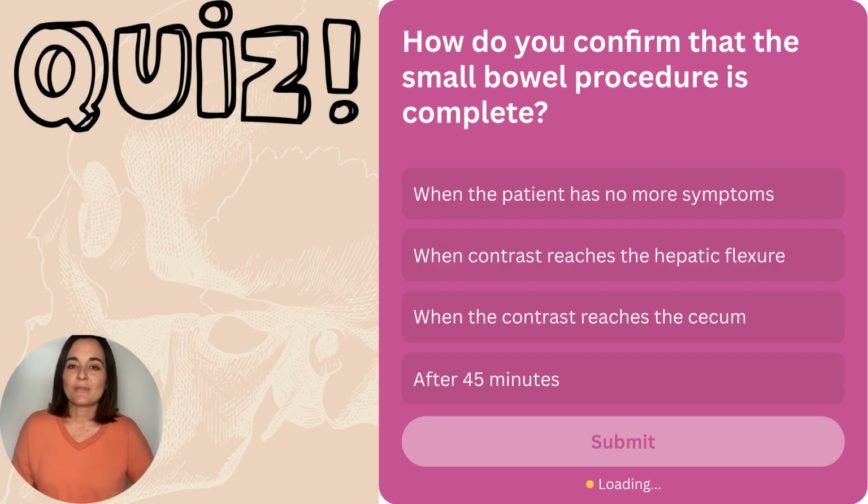Pop quiz break. How do you confirm that the small bowel procedure is complete? When the patient has no more symptoms, when contrast reaches the hepatic flexure, when contrast reaches the cecum, or after 45 minutes? The answer is when the contrast reaches the cecum. That's your landmark. No cecum, no completion.